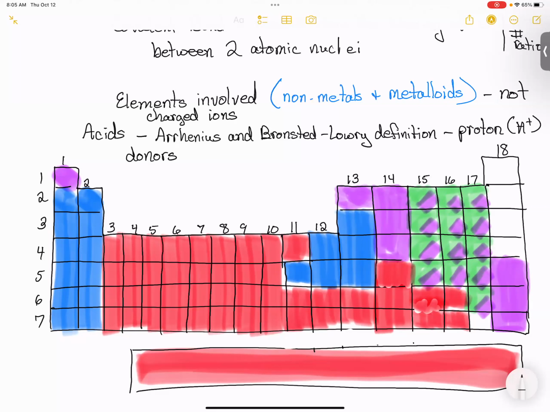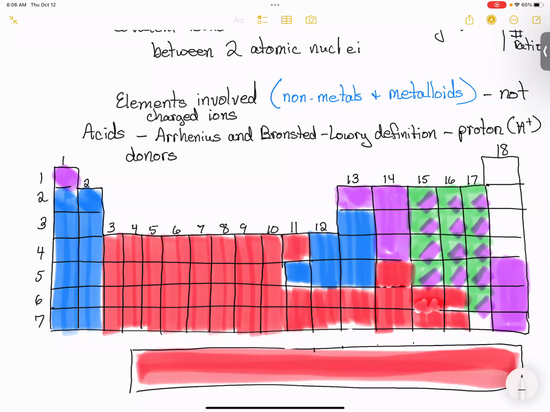What charge does a group 15 nonmetal or metalloid form as an anion? -3, group 16, -2, and group 17, -1.